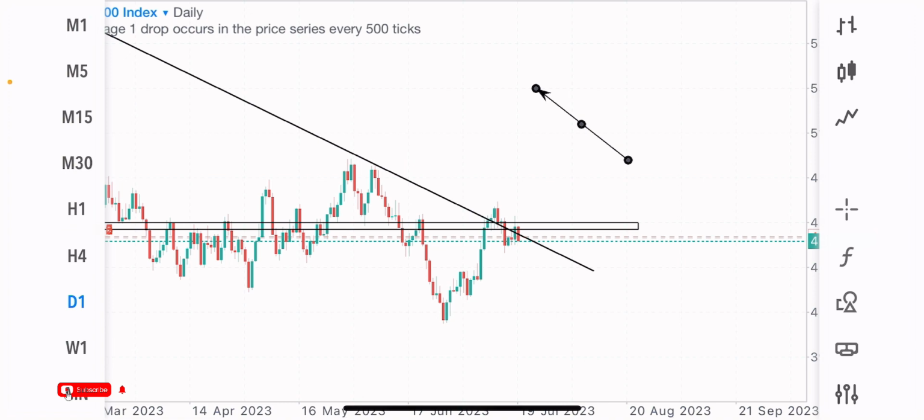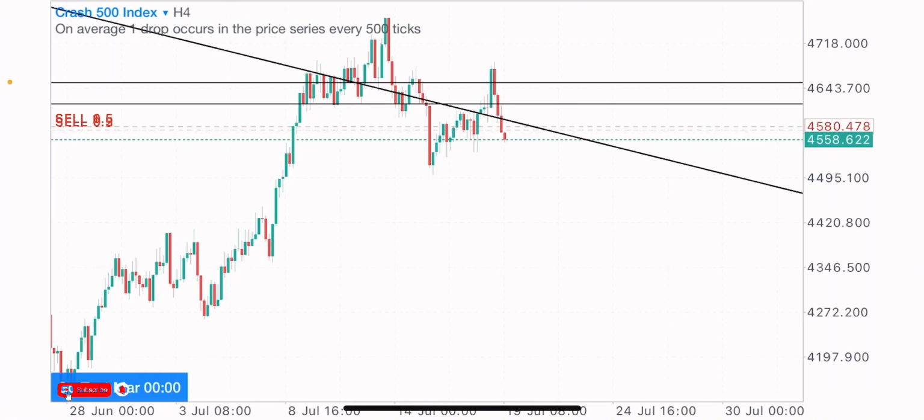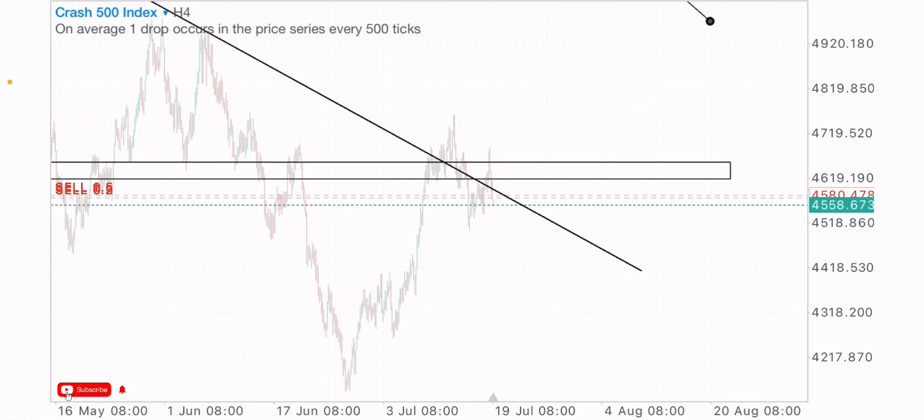So I went to the four-hour time frame. You can see that on the daily time frame everything is looking bearish. Our level of resistance, our key zone, basically our trend resistance, everything is matching up.